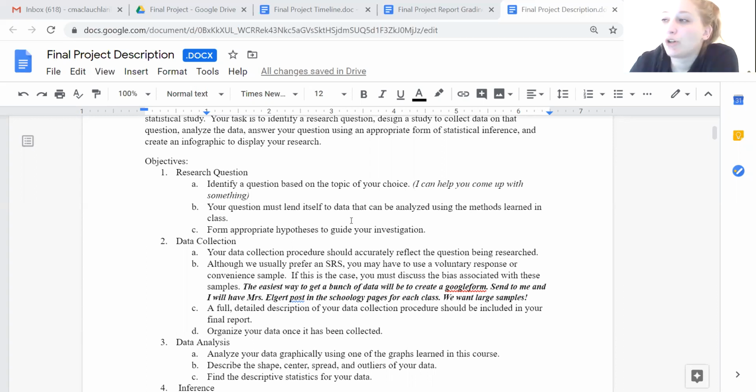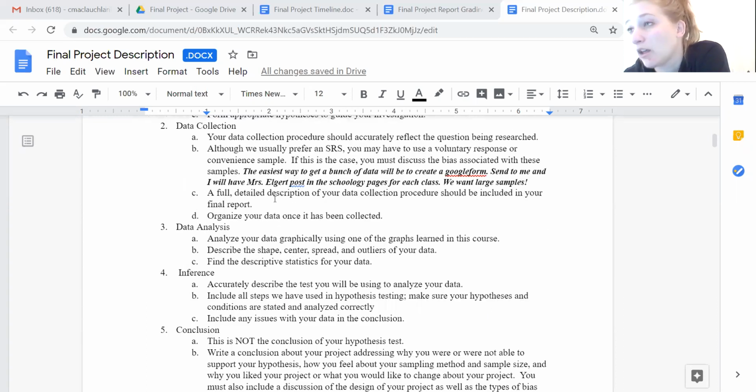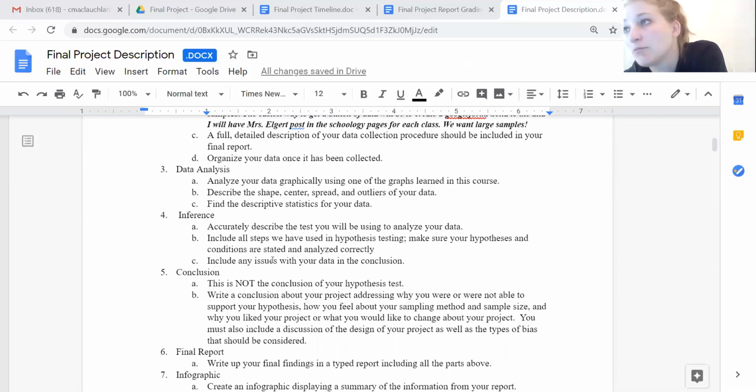So as I mentioned before, you're going to make a Google form, and then I'm going to have Miss Elgert post that, and we're going to try to get a lot of people to answer. So then what we're going to do is analyze our data. We want to describe the shape of our data, the spread, any outliers. You're going to find all your descriptive statistics, so like your mean, your median.